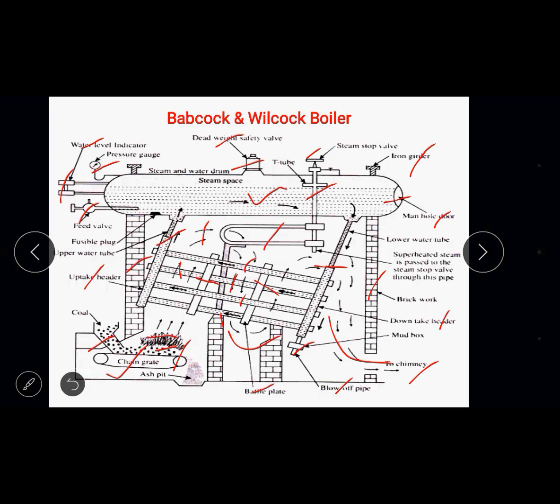Coming to the operating principle, once you have understood the major parts of the boiler, you just have to explain the process, the operating principle, in a step-by-step order. I have already explained the operating principle during the explanation of the major parts of the boiler, so you just have to go ahead with a step-by-step order.